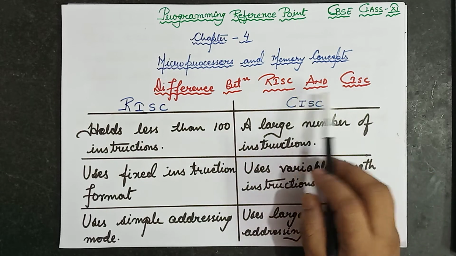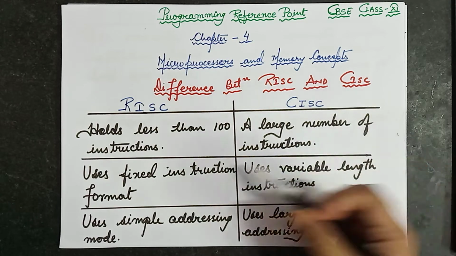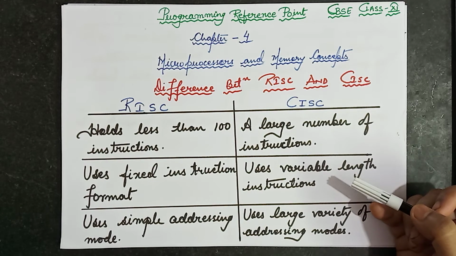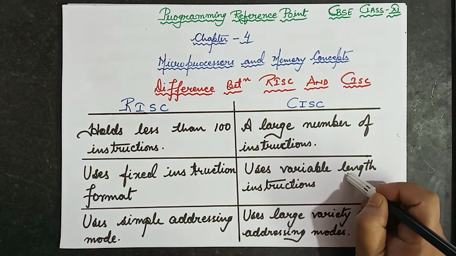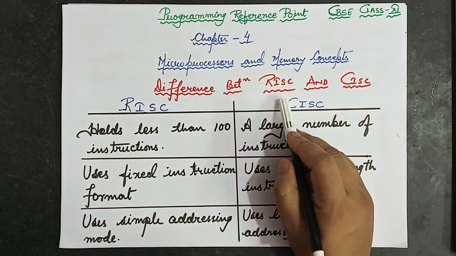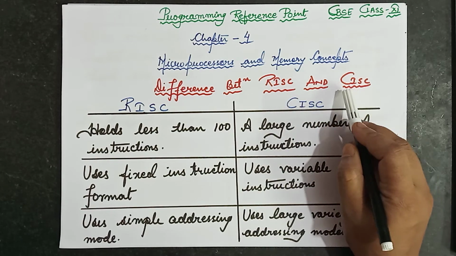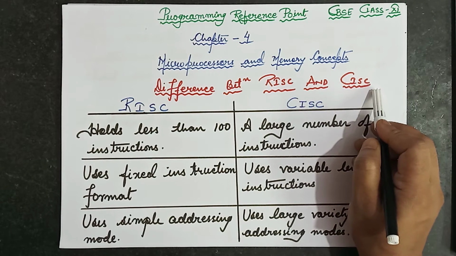What is the RISC and CISC? We have already seen the definition in the previous video. So let's see what is the basic difference between the RISC and CISC. The foremost basic difference of the RISC and CISC is their full form. RISC stands for Reduced Instruction Set Computer and CISC stands for Complex Instruction Set Computer.